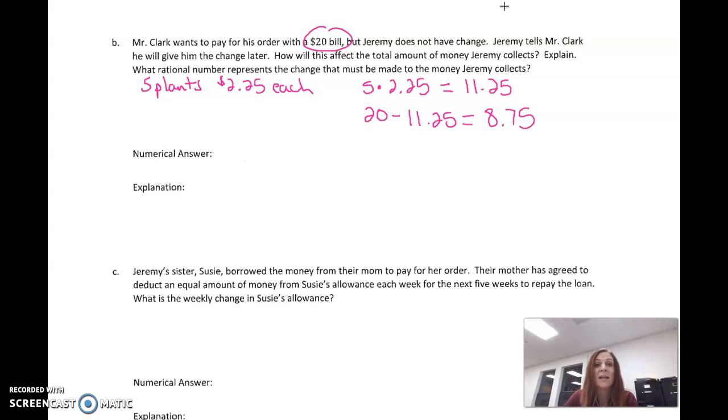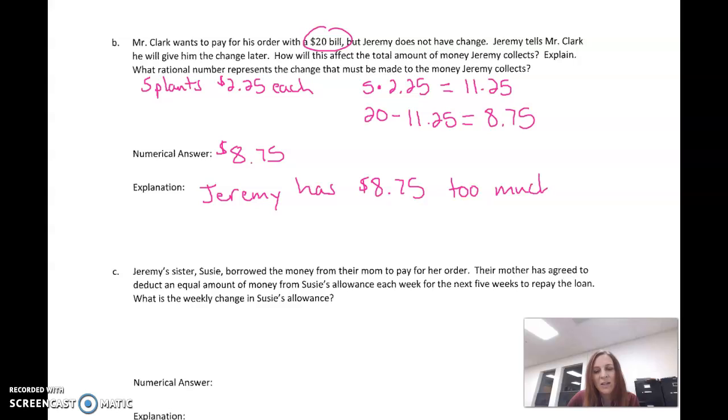So our answer, when it says, how will this affect the total amount of money he collects? What rational number represents the change? Well, what rational number represents the change is $8.75. But what does that mean? How does this affect the total amount of money? Think about, what does he have for total amount of money? Does he have too much or too little? Well, he has too much. Jeremy has $8.75 too much. So that would be a positive $8.75.